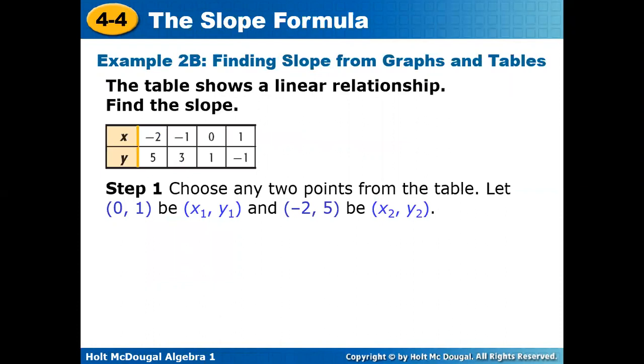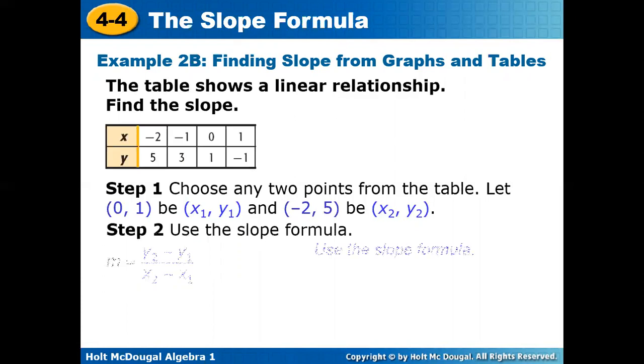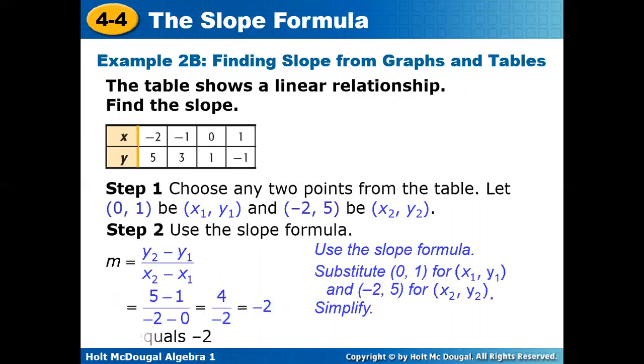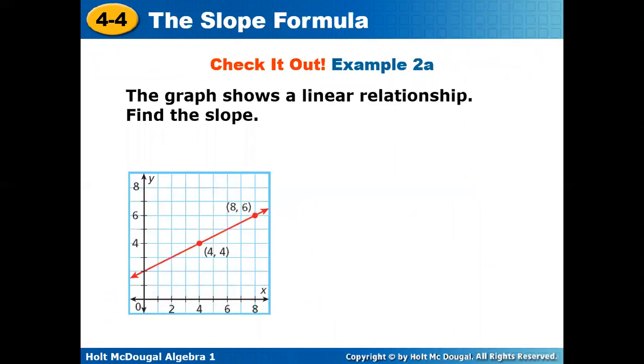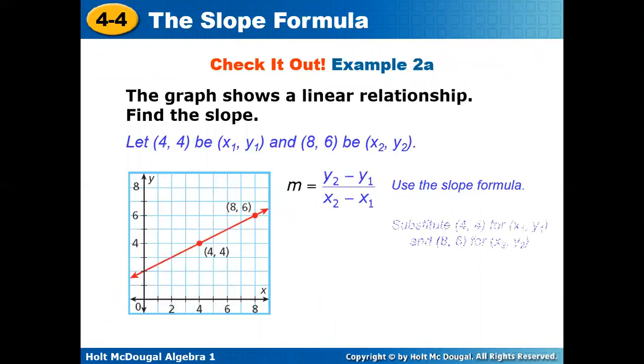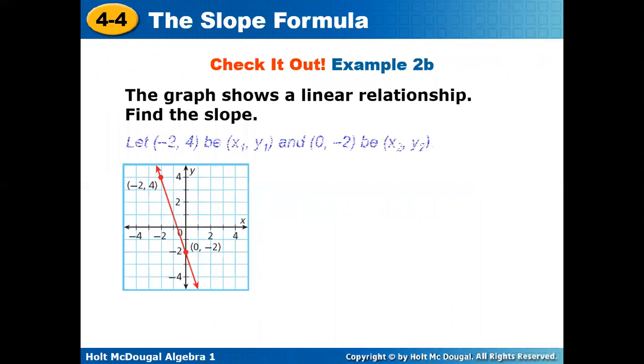Also, if you have a table, this table means you have now 4 different points. So if you use any 2 points, you can find the slope of this line. Any 2 points means you can use the first point 0 and 1, the second point -1 and 3, the third point -2 and 5, the fourth point 1 and -1. Any 2 of them will give you the same slope, okay? And check it out, the same if you have a graph or if you have a table.